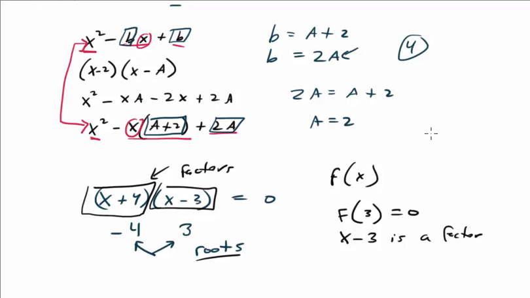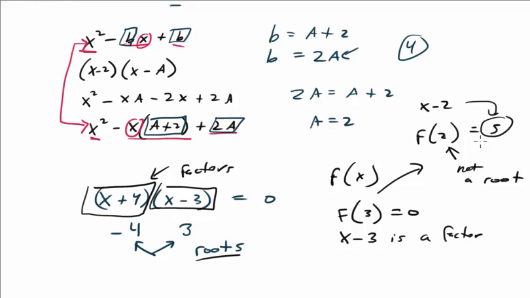By the same point, if we had f of 2 equals 5, we know that 2 is not a solution or root, and we know that x minus 2 is not a factor. We also know that if we divide the function by x minus 2, we have a remainder, and that remainder would be 5. So I really want you to keep this point in mind with functions and remainders.